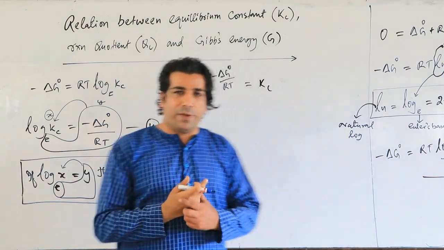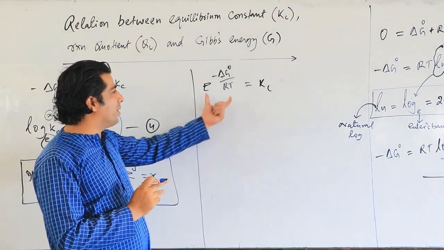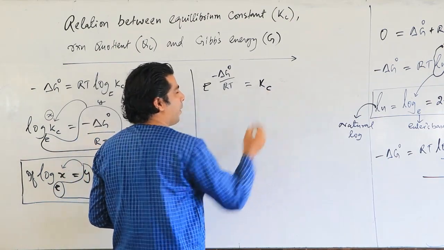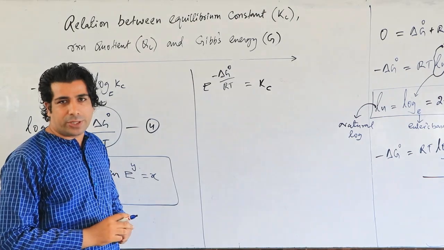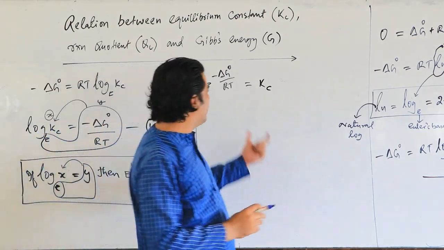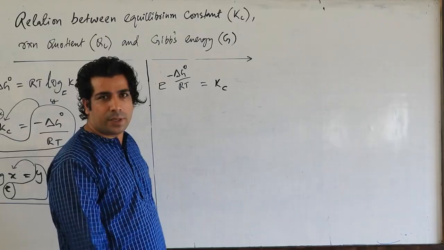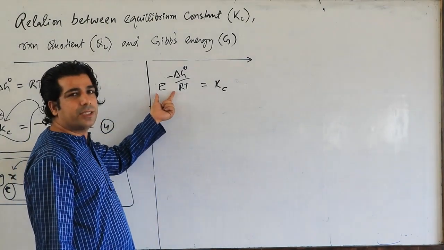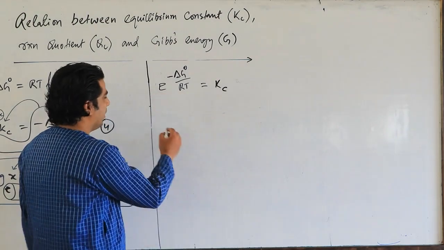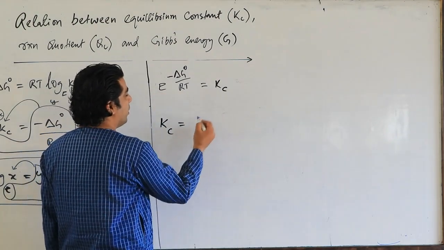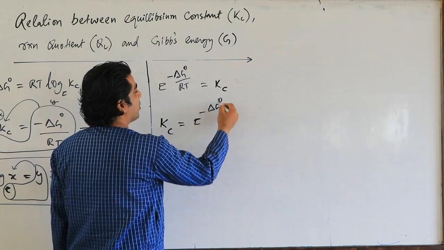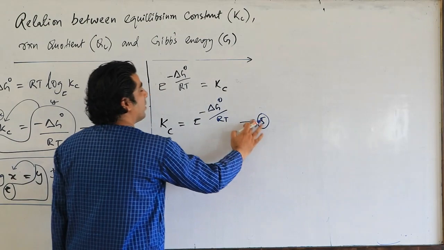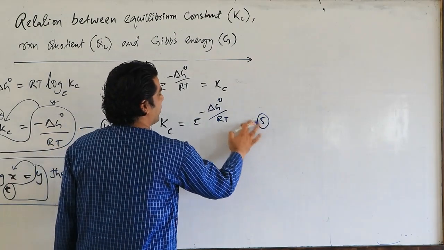So now, my dear friends, we can have situations like this. How we can relate it to the spontaneity or non-spontaneity of a chemical reaction, we will look into it, my dear friends. Please make note of it. You have gotten the expression now: e to the power minus delta G naught upon RT is equal to Kc. So Kc is equal to e to the power minus delta G naught upon RT. Let's call it equation number 5. Okay, so this is equation number 5, my dear friends.